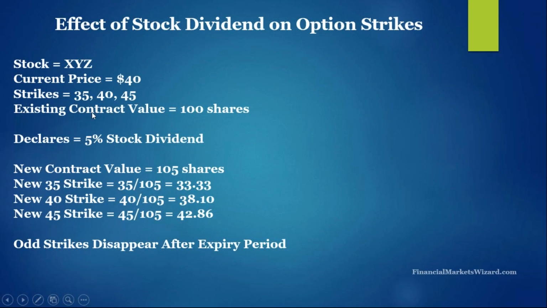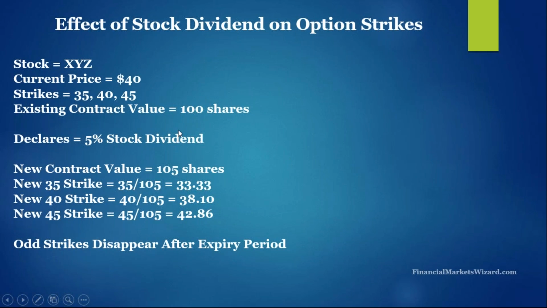So let me give you an example. The stock is XYZ, the current price is $40, and they have strikes 35, 40, 45, as we know, a 5-point incremental strike. They could have 37.50, 42.50, 47.50, but for simplicity, 35, 40, and 45 strikes. And we know that each option contract holds 100 shares.